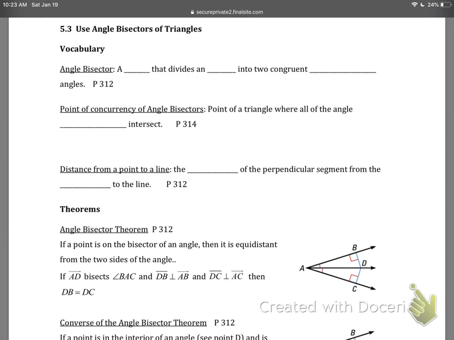Okay, in this video, we're going to go over the notes for 5.3, and in 5.3, we're going to use angle bisectors of triangles. So as usual, we start out with some vocabulary.